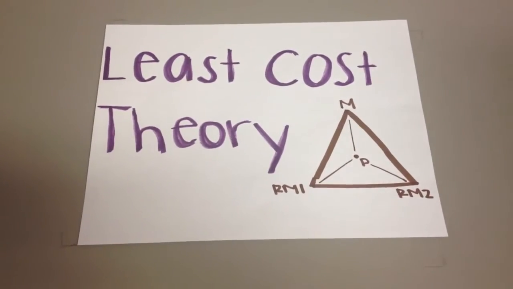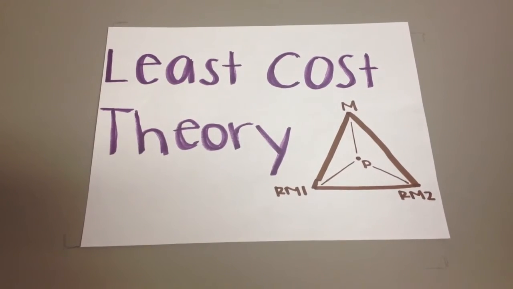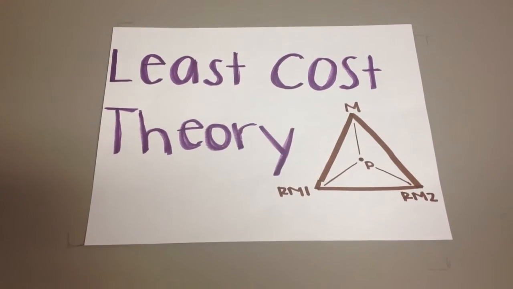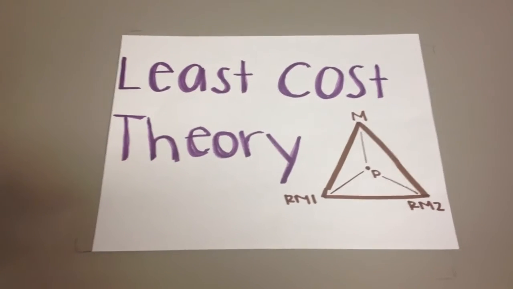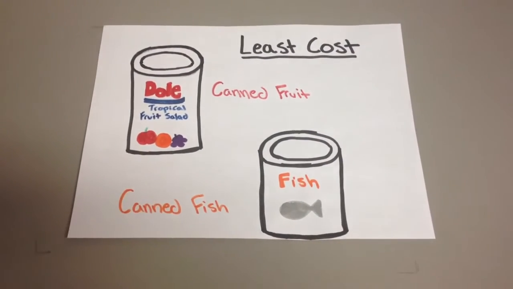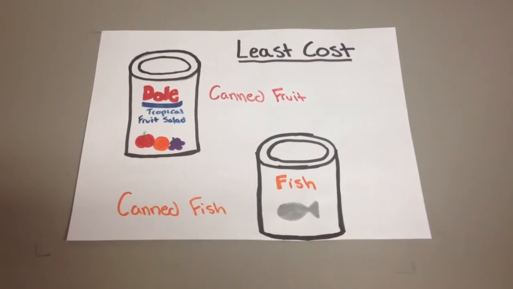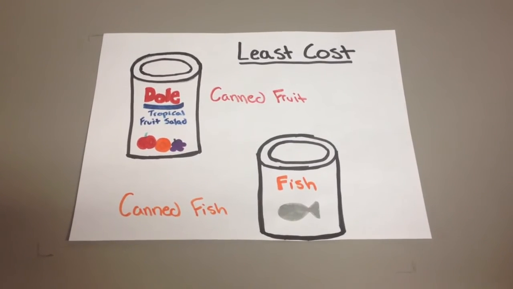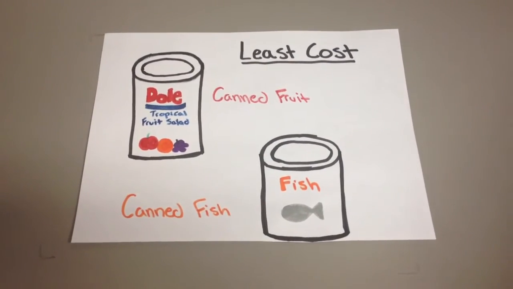The least cost theory is when the production point is equidistant from each point. Weber believed that this was the best possible scenario. This is because the transportation cost is the same to and from each point. Two examples of the least cost theory are canned fruit or canned fish. This is because the weight of the product remains the same through the entire process.